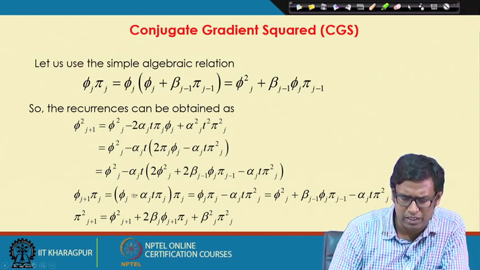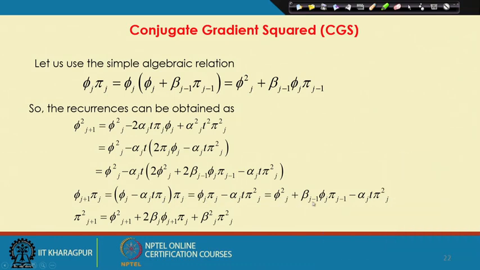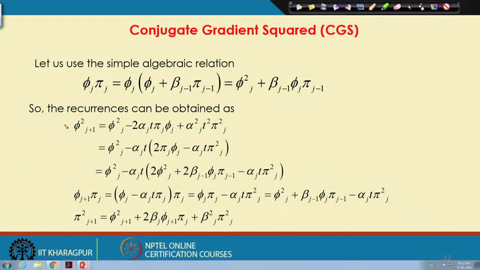Similarly, for phi j plus 1 pi j, we substitute phi j plus 1, which is phi j minus alpha j t pi j, into pi j, and we get a relation: phi j square plus beta j minus 1 phi j pi j minus 1 minus alpha j t pi j square. So, if I know again phi j, pi j, pi j minus 1, beta j minus 1, alpha j, we can find out phi j plus 1 pi j. Similarly, pi j plus 1 square can also be found out from phi j plus 1 square, which is already evaluated, plus 2 beta j pi j plus 1 phi j plus 1 pi j, which is also evaluated, plus beta j square pi j square. So, we get a set of recursive relations for phi j plus 1 square, phi j plus 1 pi j and pi j plus 1 square.